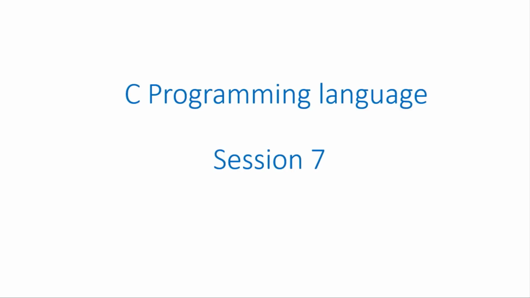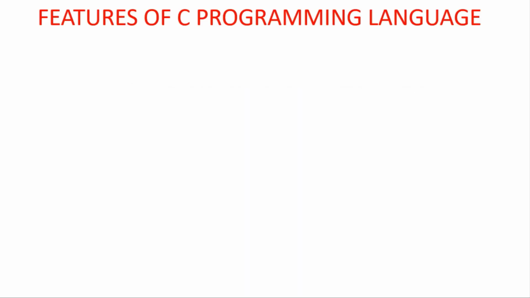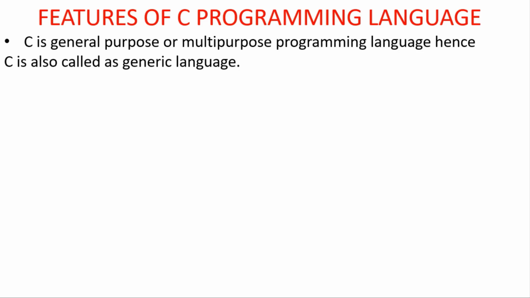This is session 7 of C programming language. Today we are going to learn features of C programming language. C is general purpose or multi-purpose programming language. Hence, C is also called as generic language.